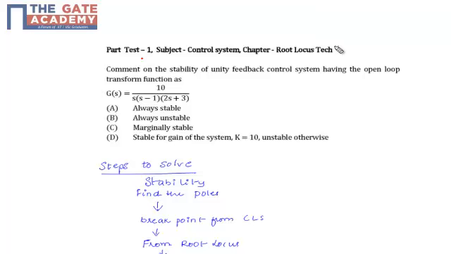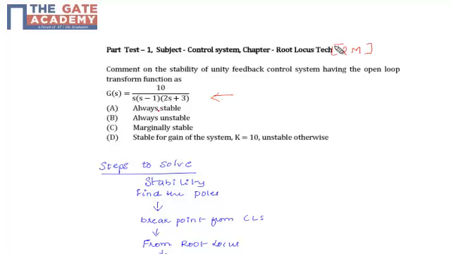Hello, this question is from part S1, subject control system, chapter root locus technique, and this question belongs to 2-mark questions. The given question is we have to comment on the stability of the unit feedback control system having the open loop transfer function as shown in this equation.